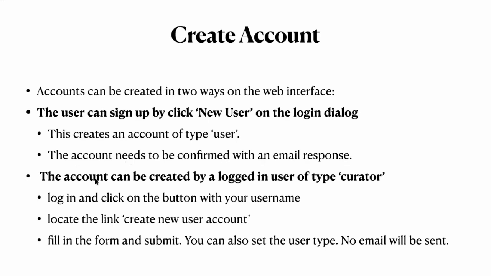Accounts can also be created by a curator. You can log into your account and click on My Account Information, where you have a page about your account. There's a link called Create New User Account, and that leads to a form that you can fill in and submit. And you can select the user type, so you can set somebody to be a submitter directly. And no email confirmation is necessary for these accounts.